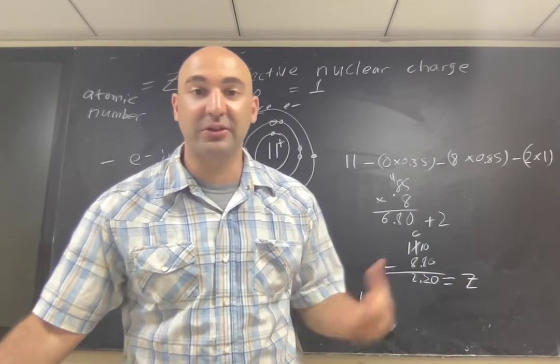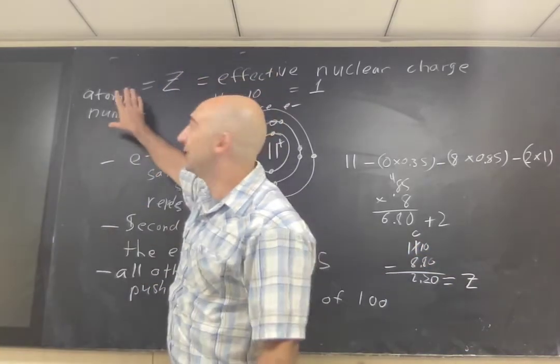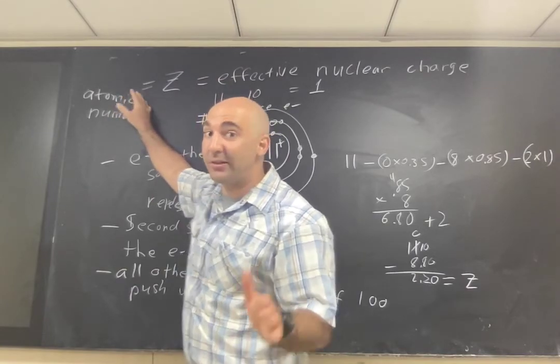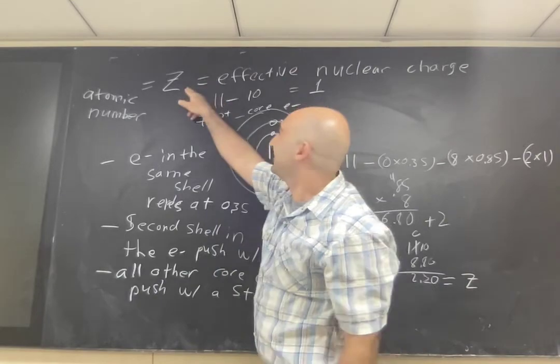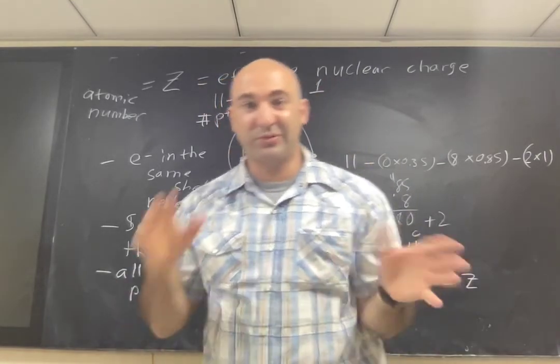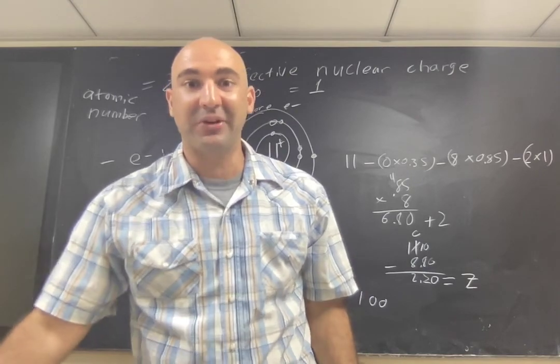So this was my lecture on Z, which is called sometimes just the atomic number, or quite literally the atomic number is equal to the nuclear charge. If you notice that, it's also sometimes called the effective nuclear charge. So you have to really be careful how you're talking to this with your professor when you do talk to them about Z.